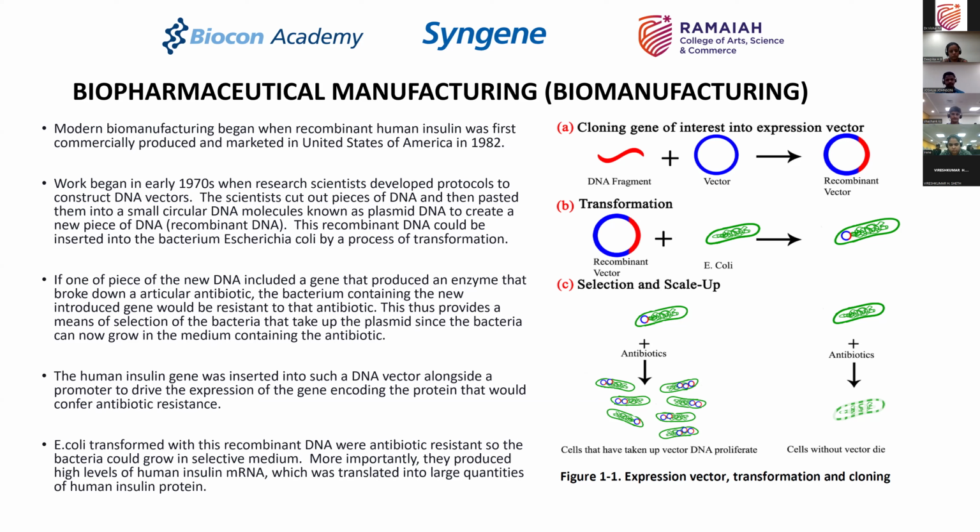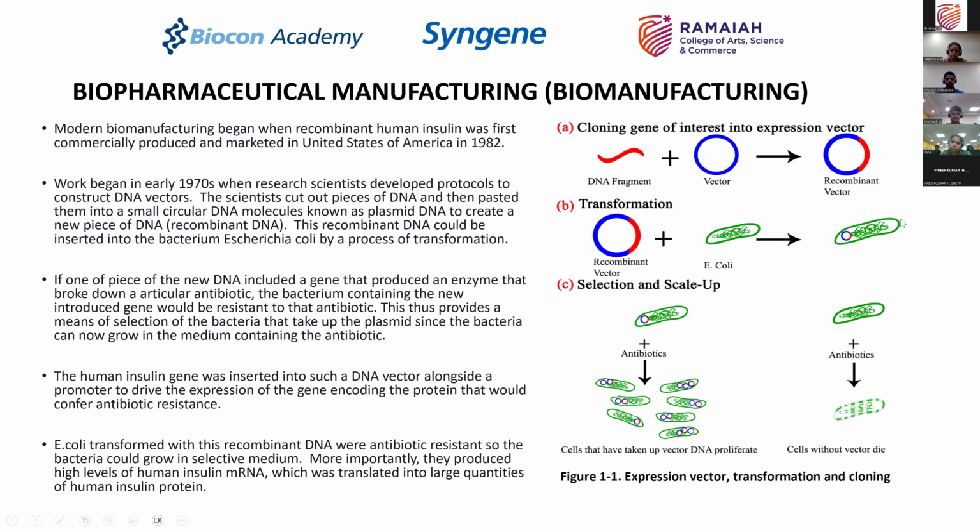There is something called CHO cells today. There are other cells which are also used apart from E. coli. But human insulin, when it was produced the first time and even at a lot of places today, uses E. coli as the base microorganism. The human insulin gene was inserted into such a DNA vector, alongside a promoter to drive the expression of the gene encoding the protein that would confer antibiotic resistance.